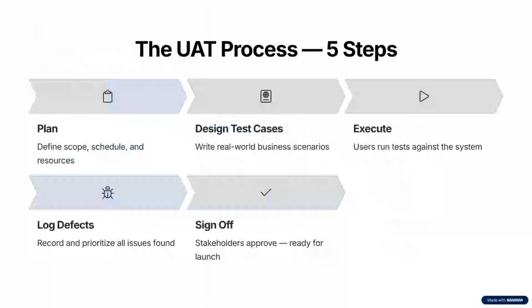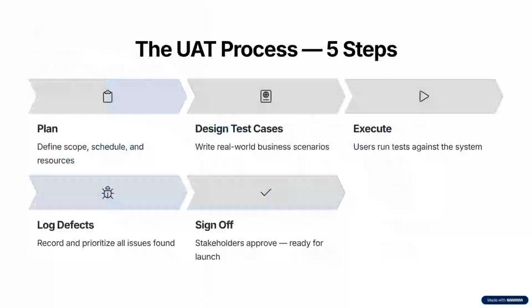So how does UAT actually work? Step 1. Plan. Define the scope, objectives, and resources for UAT. Who will test? What will they test? When? Step 2. Design test cases. Write test cases based on the business requirements and user stories, covering all key scenarios.